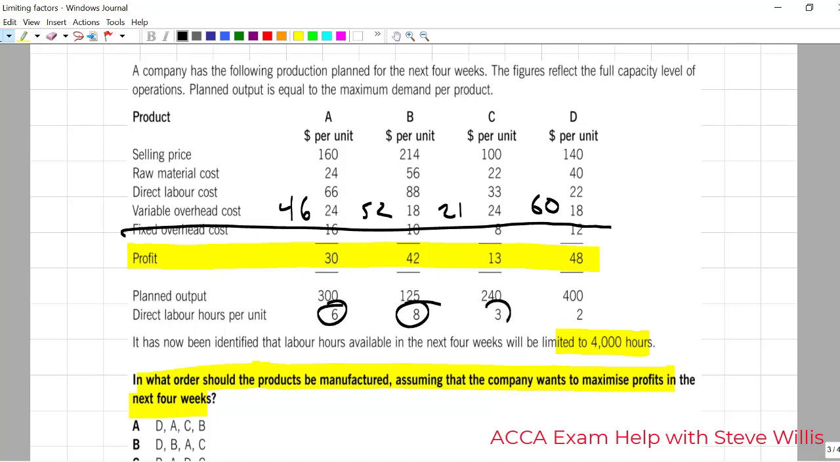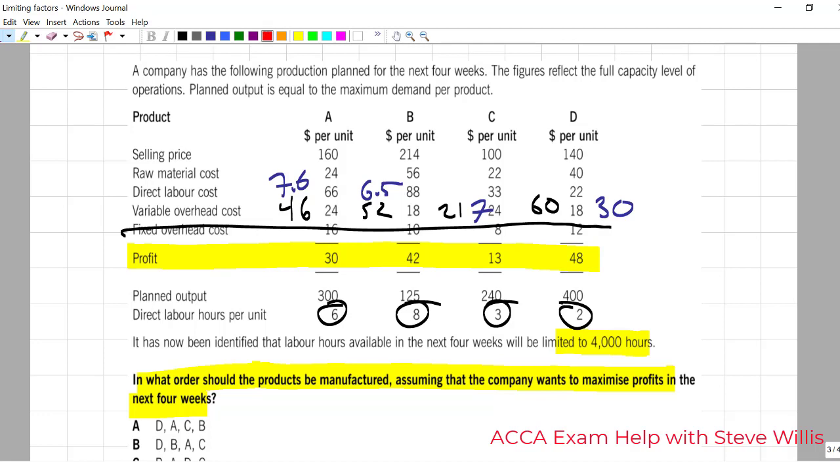Now we have some labor hours here. So if we wanted to do contribution per hour, we would then divide the 60 by the 2. We would get 30 over here. We'd get 7 over here. Remember, this is contribution per labor hour. We get a 6.5 over here for B. And we get a 7.6 for A. And we want to maximize our contribution per unit of scarce resource.